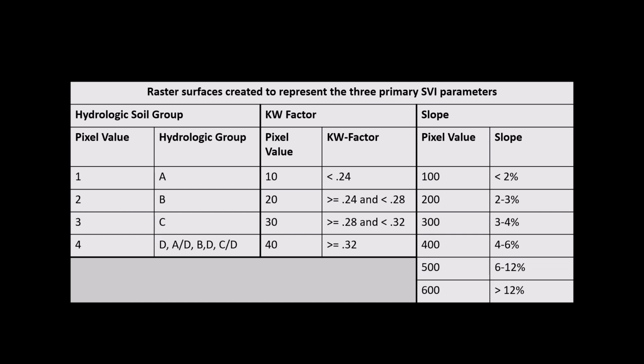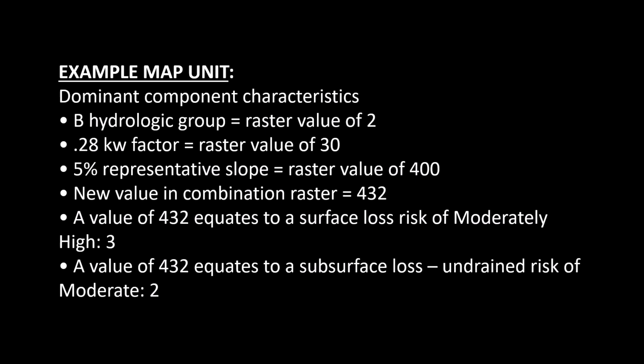Each pixel will receive a value of 1 through 4, corresponding to an SVI vulnerability class, 1 being low, 2 moderate, 3 moderately high, and 4 high. For an example map unit, say we have a component of B hydrologic group that would correspond to a raster value of 2. A 0.28 KW factor would equal a raster value of 30, and a 5% representative slope would equal a raster value of 400.